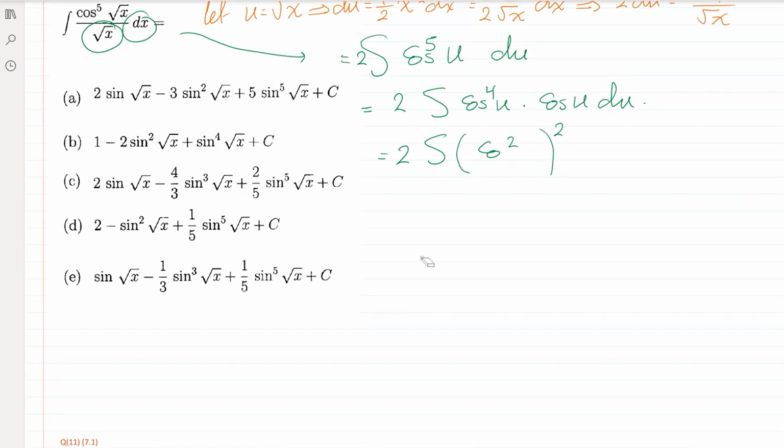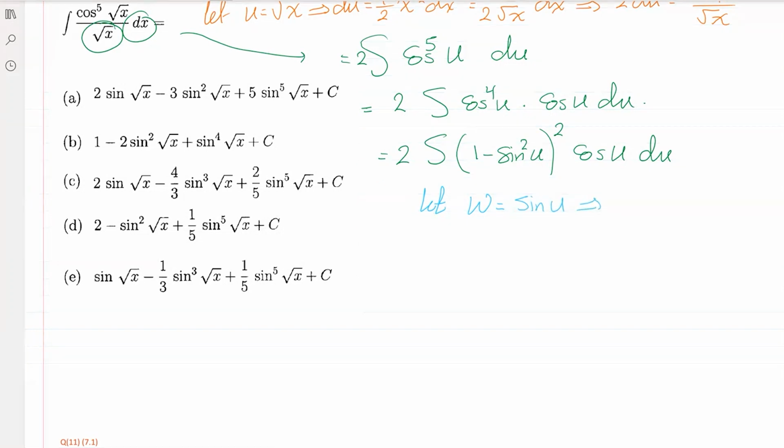But cosine square, I will write it as 1 minus sine square times cosine u. Why do I do this? Just to make another substitution. Because I used u, let w equal sine u, and the derivative dw will be cosine u du. So this will be just dw.